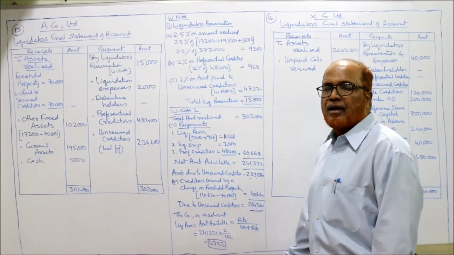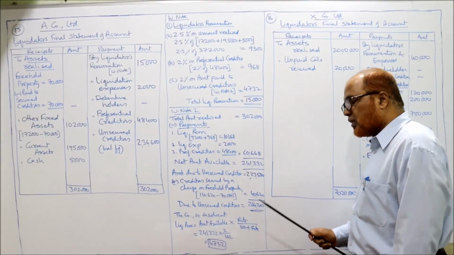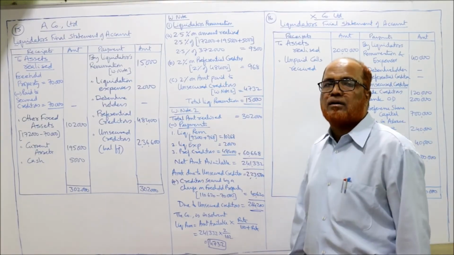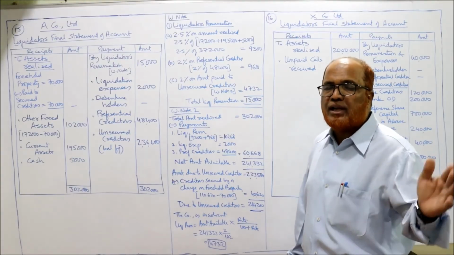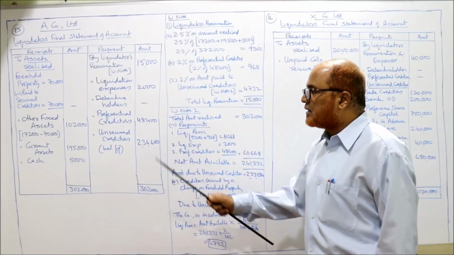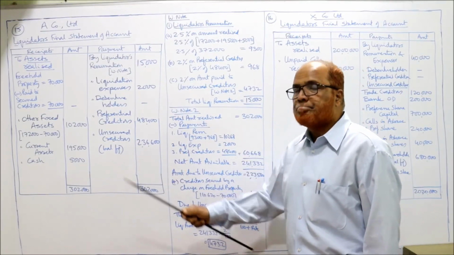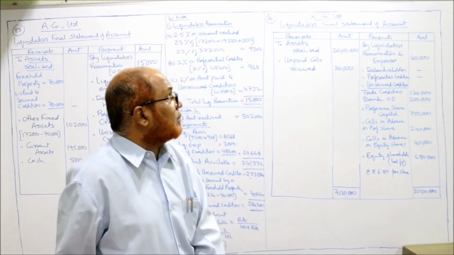Balancing figure. Remaining amount is a loss. Actually, totally we have to pay 2,64,200. The total amount due to unsecured creditor is 2,64,200. But the company is insolvent. The company is not in a position to pay fully to unsecured creditor. So only 2,36,600 will be paid. The remaining amount is a loss to the unsecured creditor. That's it. Now, see the next problem.